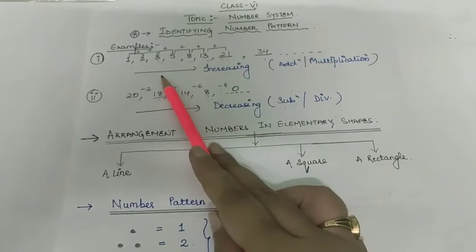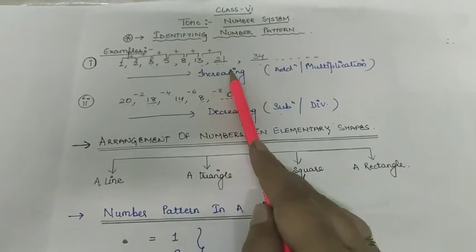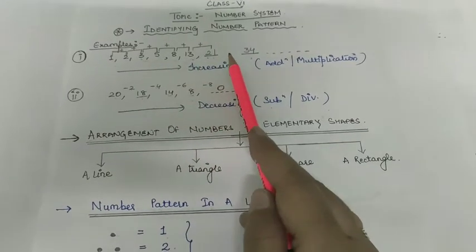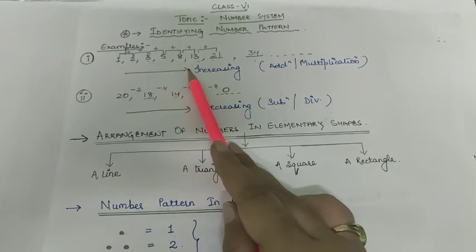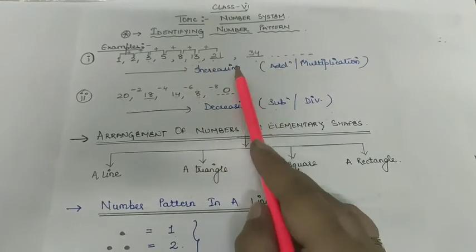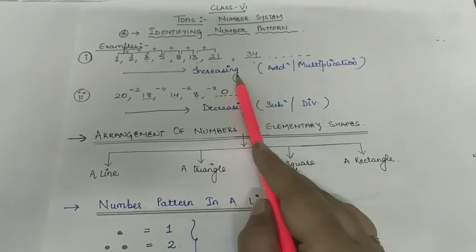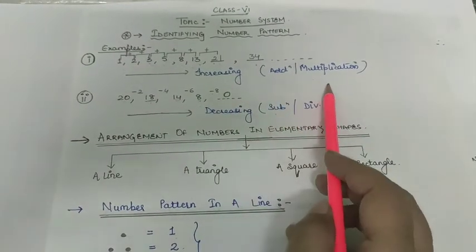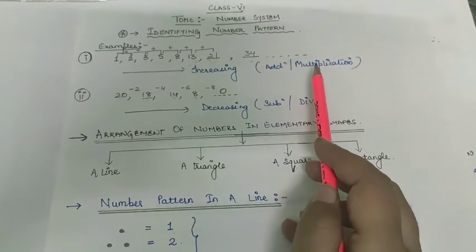So first I will observe how the numbers are going in this series, that is, whether they are increasing or decreasing. Now in this series I can see that as we are moving towards the right, the numbers are increasing. So when numbers are increasing in a series, either addition or multiplication is followed. Yes, then only the number increases.